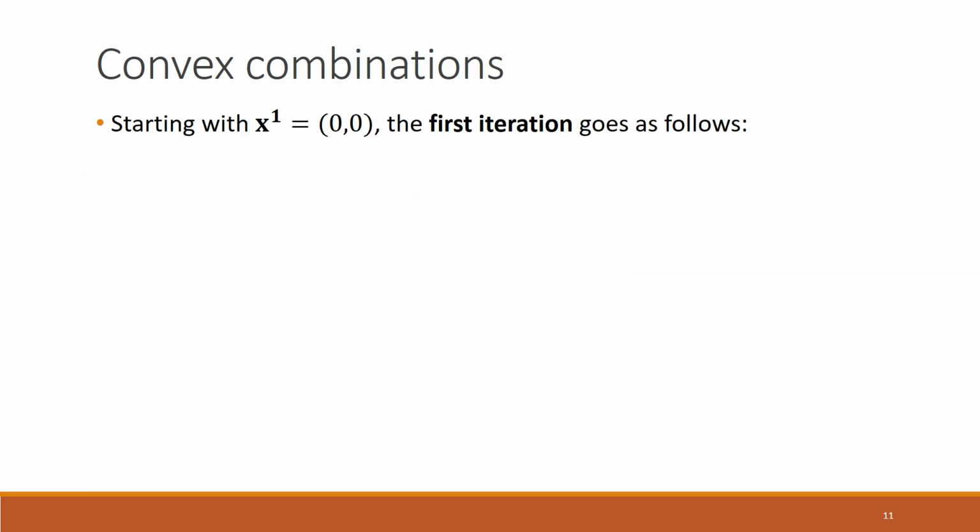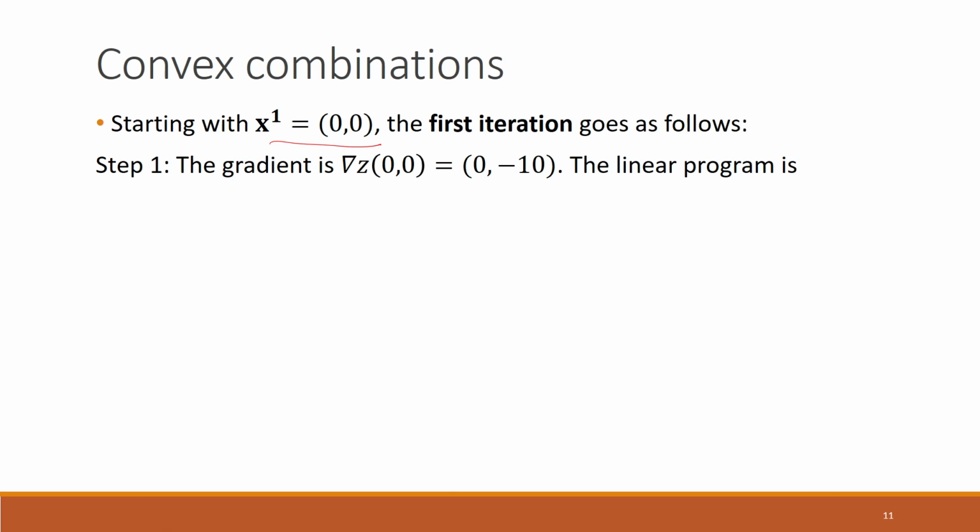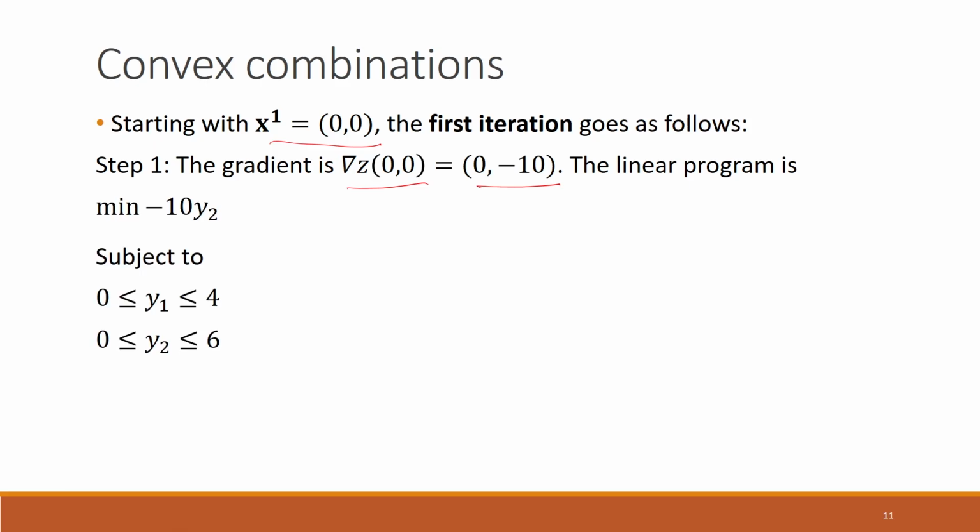So let us start with an initial point. Suppose you start from 0 comma 0. Then the gradient of the objective function at this point is 0 comma minus 10. You can put this value in, and with this the linear program to find the variable y is given as this. There was one more term here, but it was 0 times y1, so the relevant term is just minus 10 times y2, subject to these constraints here.